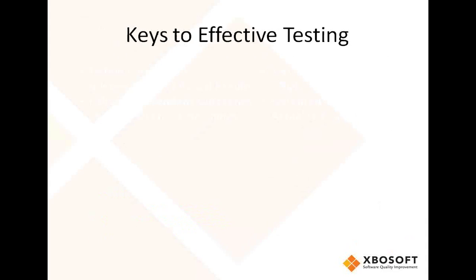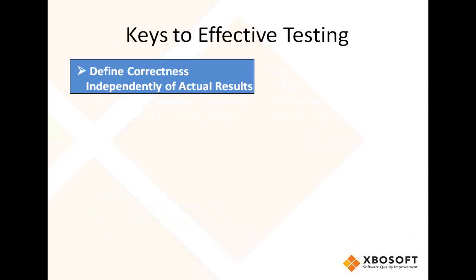So let's look at four keys to effective testing. First of all, we want to define correctness independently of actual results. Correctness, that's your expected results. So you define, you run a test, you get actual results. What do you compare them to? Compare them to the expected results, your definition of correctness. If you have not defined your expected results, and then you get actual results, you're almost certainly going to assume that whatever the actual results are must be right. So your test is really not very effective.